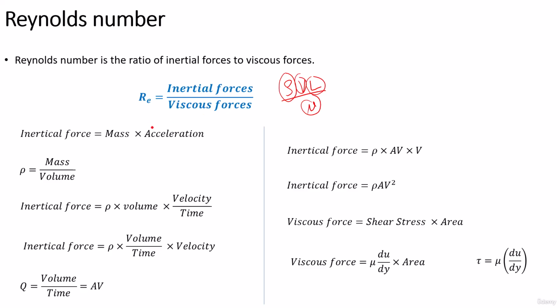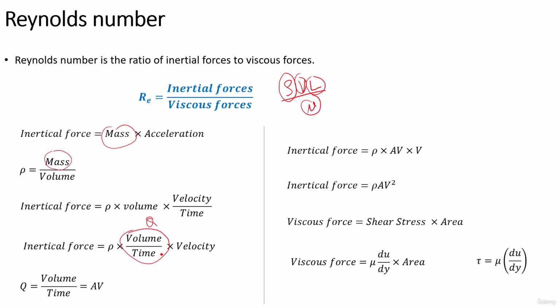Okay, so now the inertial force: we know from Newton's second law that force is equal to mass into acceleration, and density is given by mass upon volume, right? So from here I can write that the mass will be equal to density into volume. So I can put it over here, and I get the inertial force as density into volume into acceleration, which is velocity per unit time, so velocity upon time. And so from here we have density, volume upon time, and velocity. And volume upon time is Q, the volume flow rate.